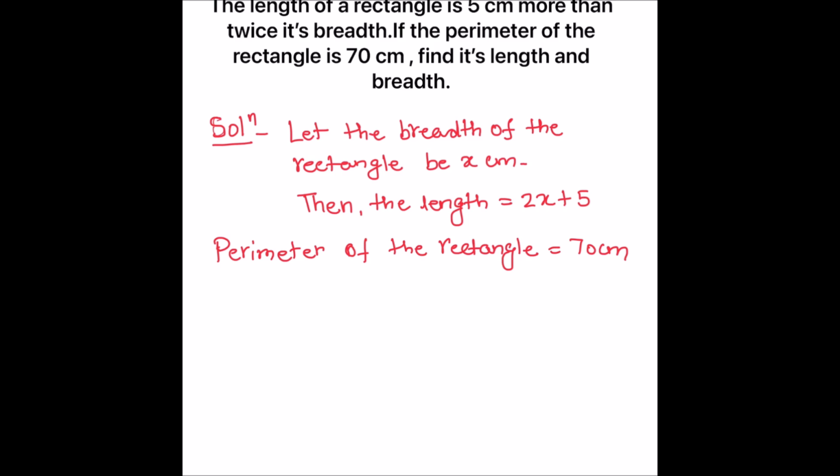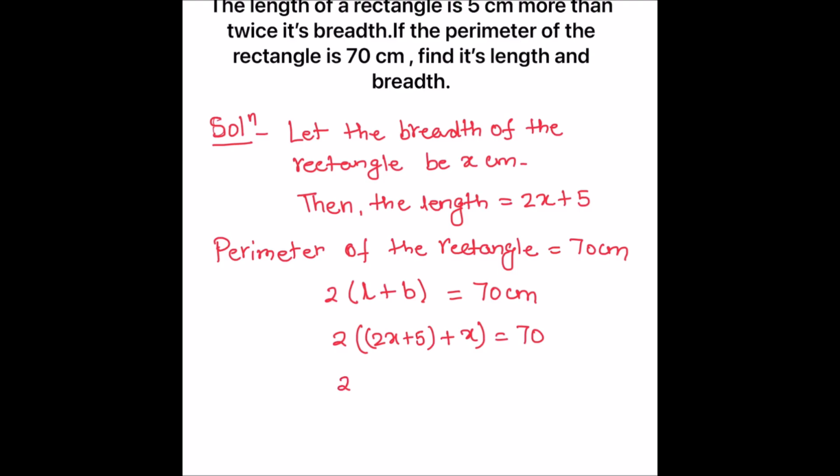And the formula for perimeter of the rectangle is 2 times (length plus breadth), which is equal to 70 centimeters. It is given to us. So let us now put the values of length and breadth in the equation. So 2 times (length is 2x plus 5 and breadth is x) centimeters is equal to 70.